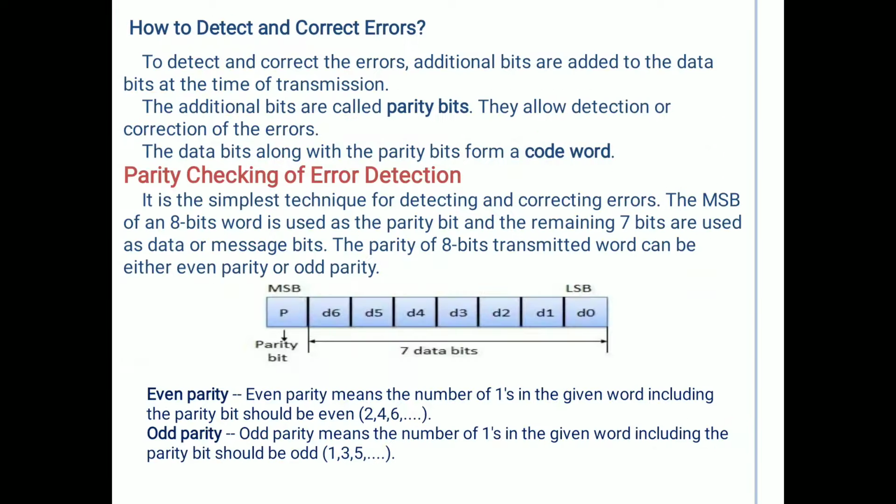How will it be possible? This is the simple technique for how to detect and correct errors. To detect and correct the errors, additional bits are added. Those additional bits are called parity bits, or sometimes we call them redundant bits. Some additional bits are appended to the data bits at the time of transmission. So here in the data link layer we have the functionality called encoding and decoding.